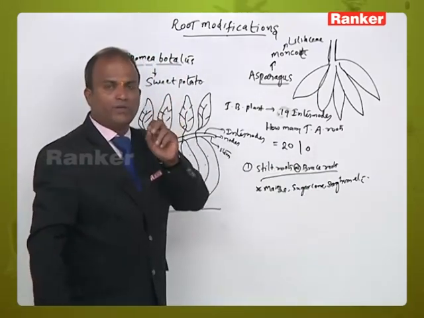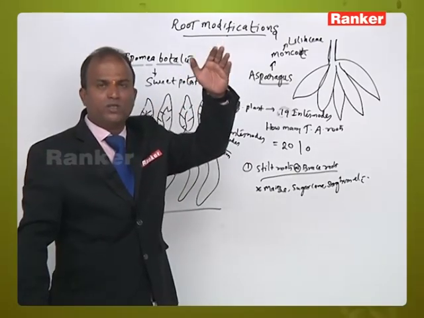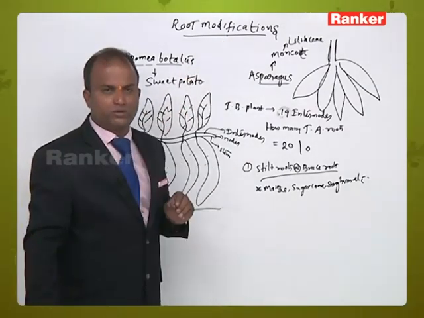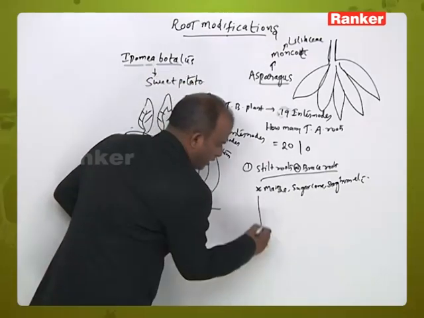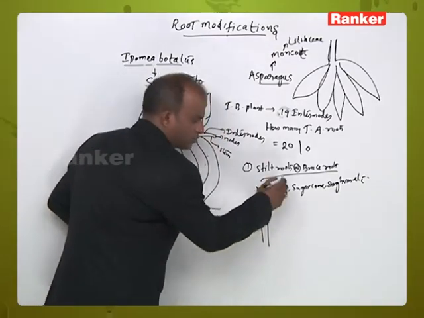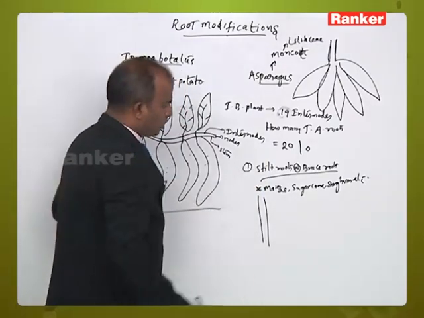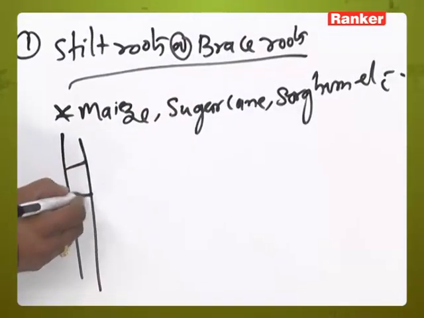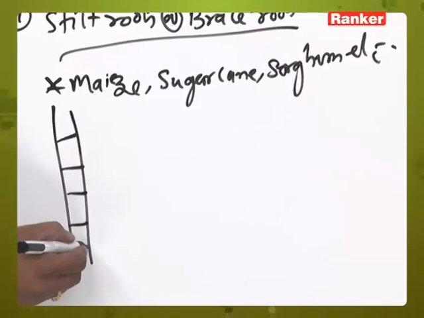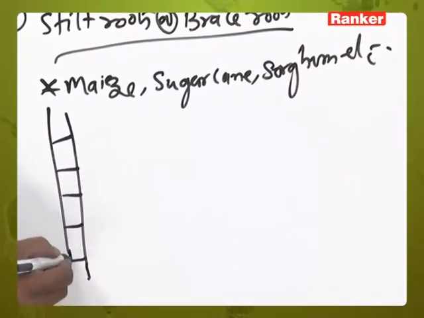Where are they developing? From the apical portion of the node or from the basal nodes, are these stilt roots developing? See here, this is nothing but sugarcane. Can you call that one maize? Can you call that one sorghum? What happens? These are nothing but the nodes and internodes. These are nothing but which one here? Nodes and internodes.